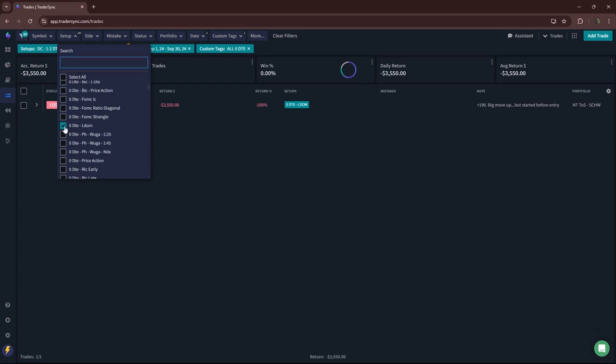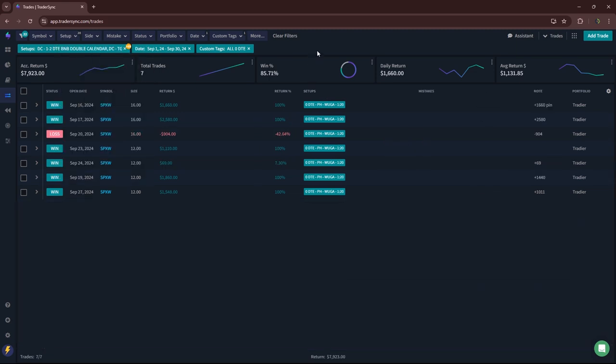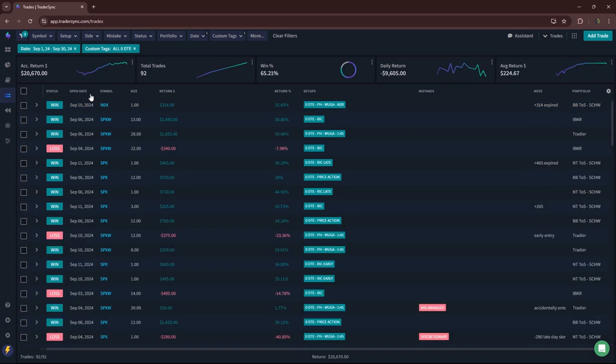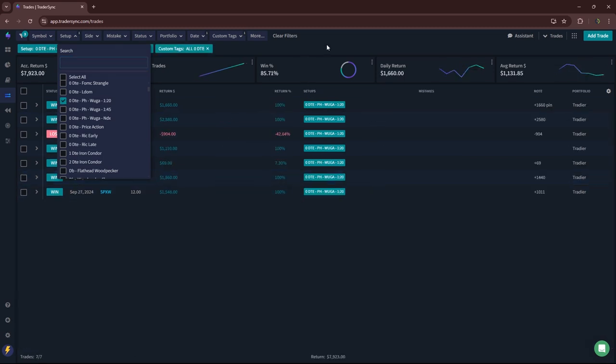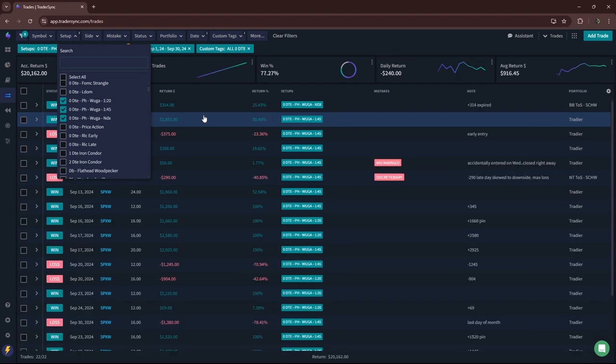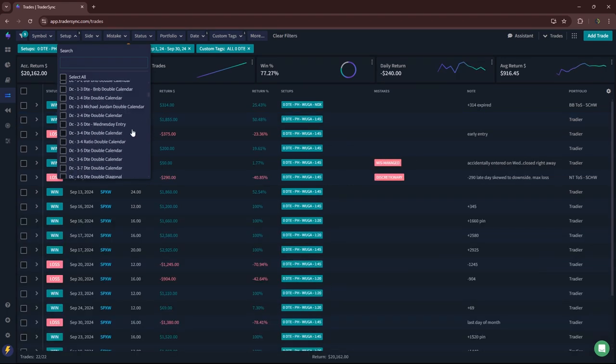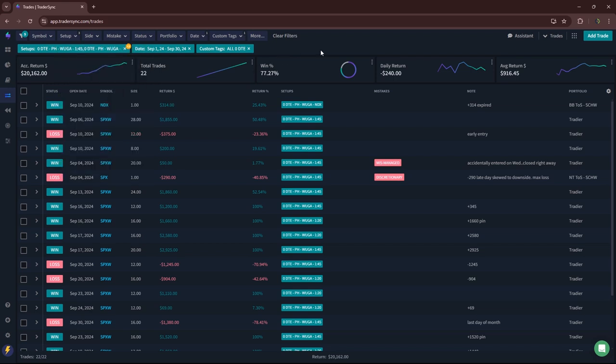All right. Woogas have done really well. Seven trades in Wooga. Oops, why did that happen? Why is it showing double calendars? Wooga, Wooga, Wooga. There we go. Why is it doing that? There we go. Okay. TraderSync is a little quirky sometimes.